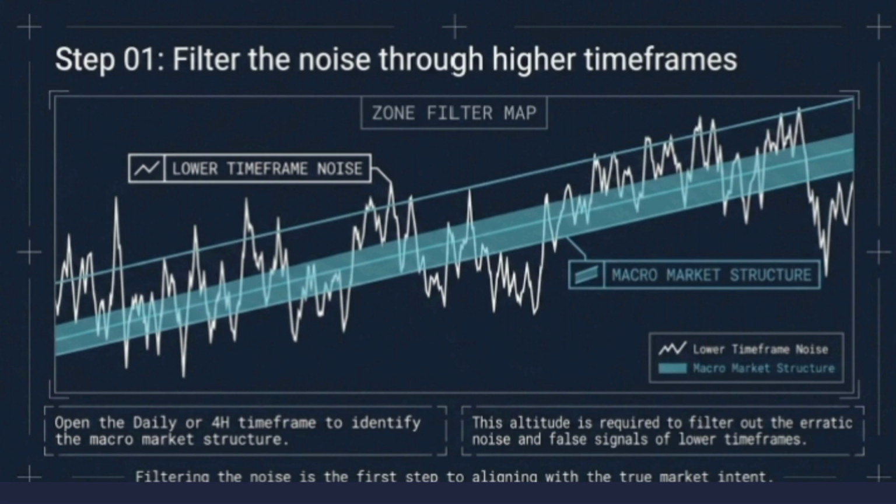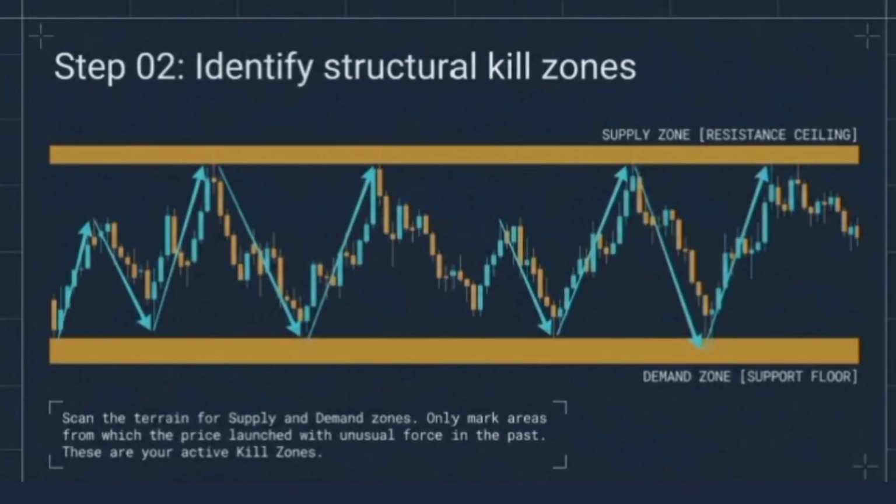Getting out of the weeds is critical because the lower time frames are essentially a war zone of algorithmic noise. If you're staring at a 1-minute or a 5-minute chart, you're basically watching high-frequency trading bots battling over fractions of a cent. It's just chaos. It's erratic, it's chaotic, and frankly, it is deliberately designed to trigger your emotions. To make you make mistakes. Exactly. So the Hawkeye system mandates that you filter out this noise entirely.